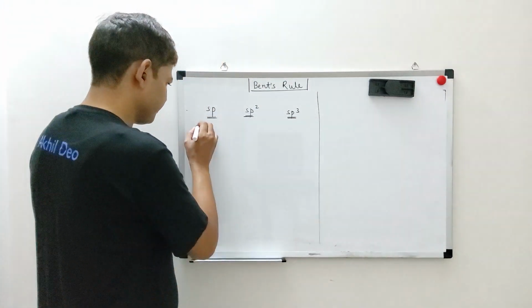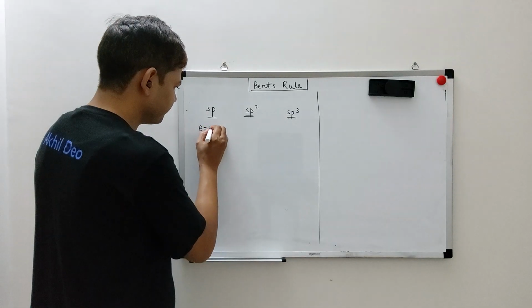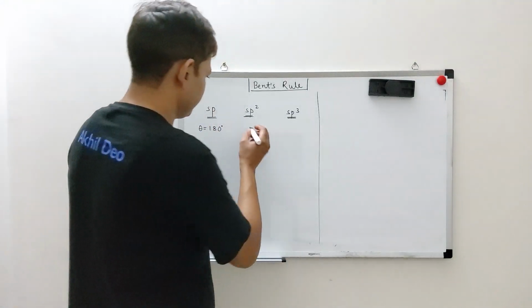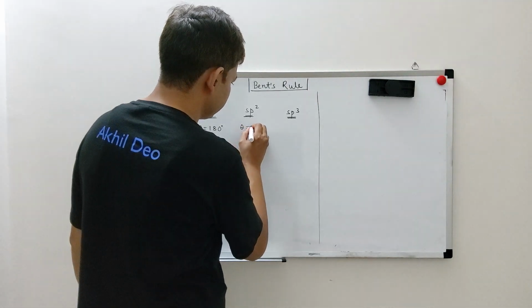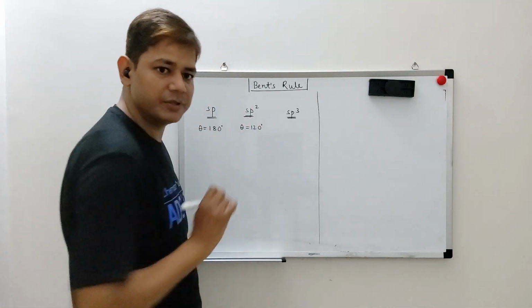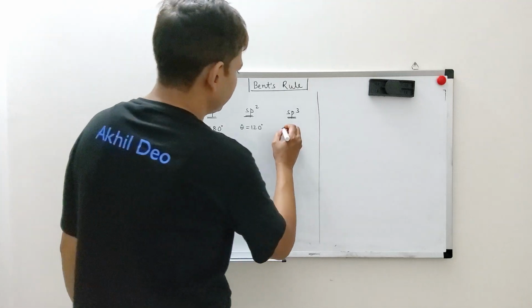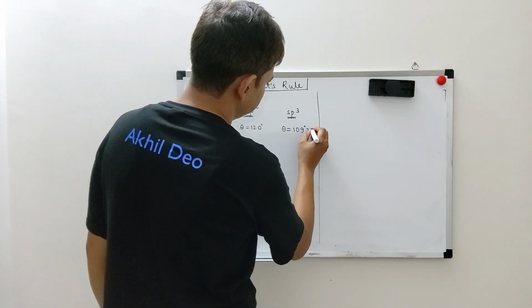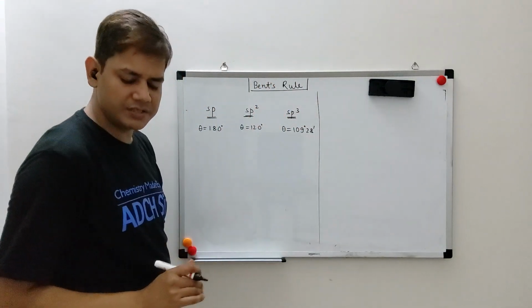The value of bond angle theta is 180 degrees in the sp hybridization. The value of bond angle theta is 120 degrees in the sp2 hybridization. And the value of bond angle theta is 109 degrees 28 minutes in the sp3 hybridization. We all know this fact.